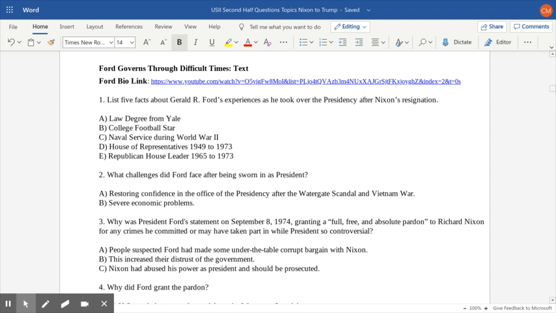Ford was a well-educated individual, going to one of the more prestigious colleges in the country, Yale University, and obtaining a law degree from Yale. During his undergrad work, he was a college football star in Michigan, which is also where he served in the House of Representatives for almost 25 years.